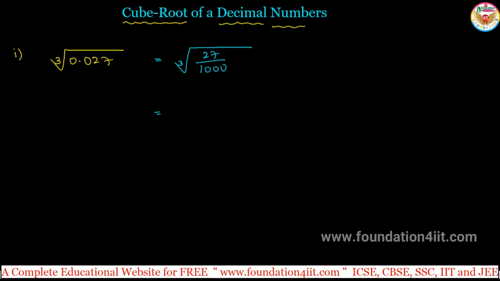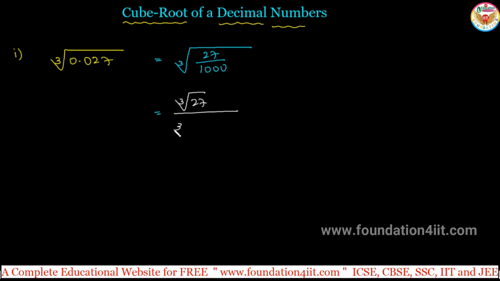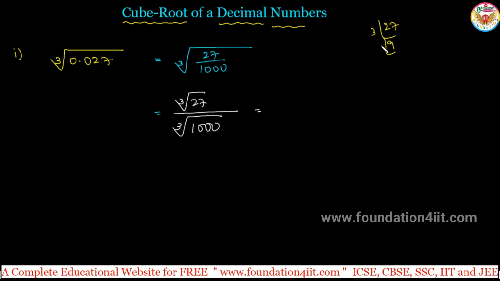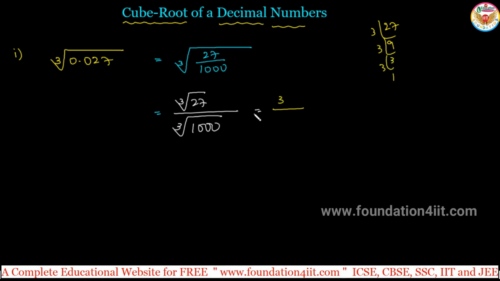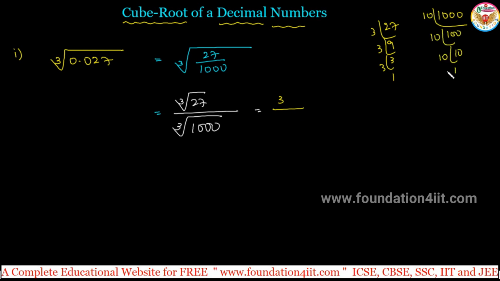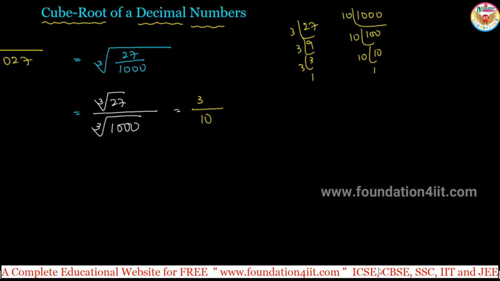Now, same as we did in the previous topic, we continue like this. Cube root of 27 divided by cube root of 1000. And for 27 and 1000 you can find the cube root. 27's prime factorization is 3 times 9 is 27, 3 times 3 is 9, and 3 times 1. So that is 3 for the numerator. Next 1000. 1000 has 3 zeros. Now you can use 10: 10 times 100, 10 times 10, again 10 times 1. So 10 it is.